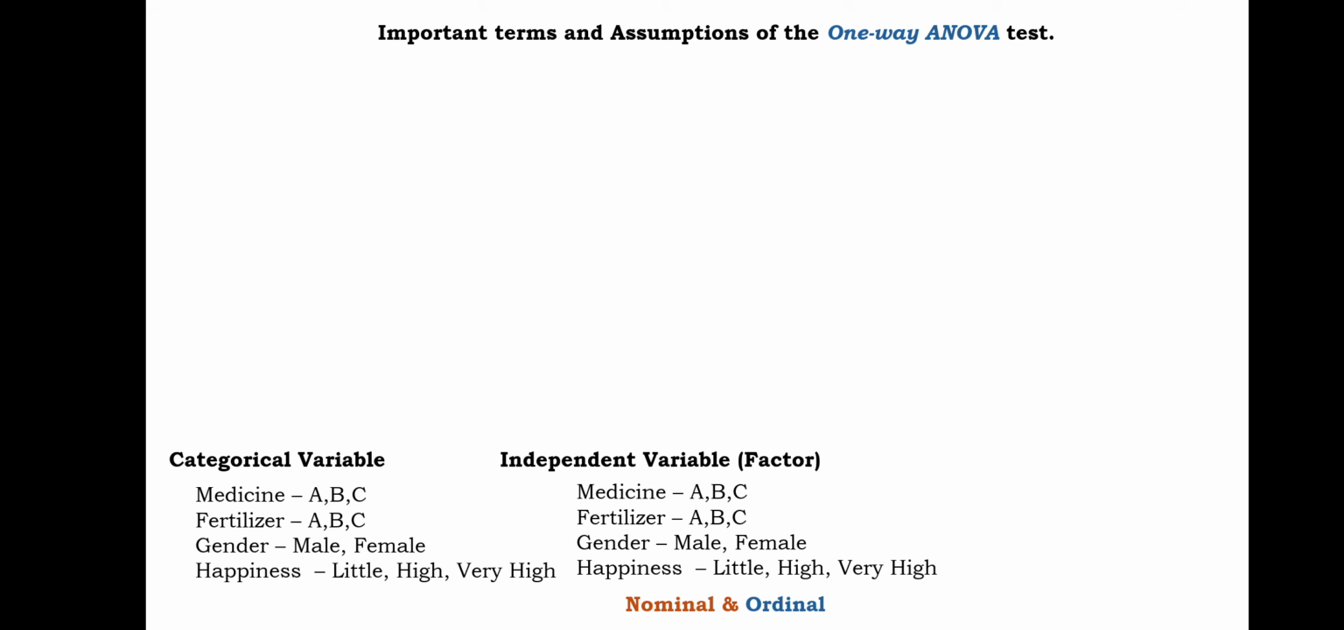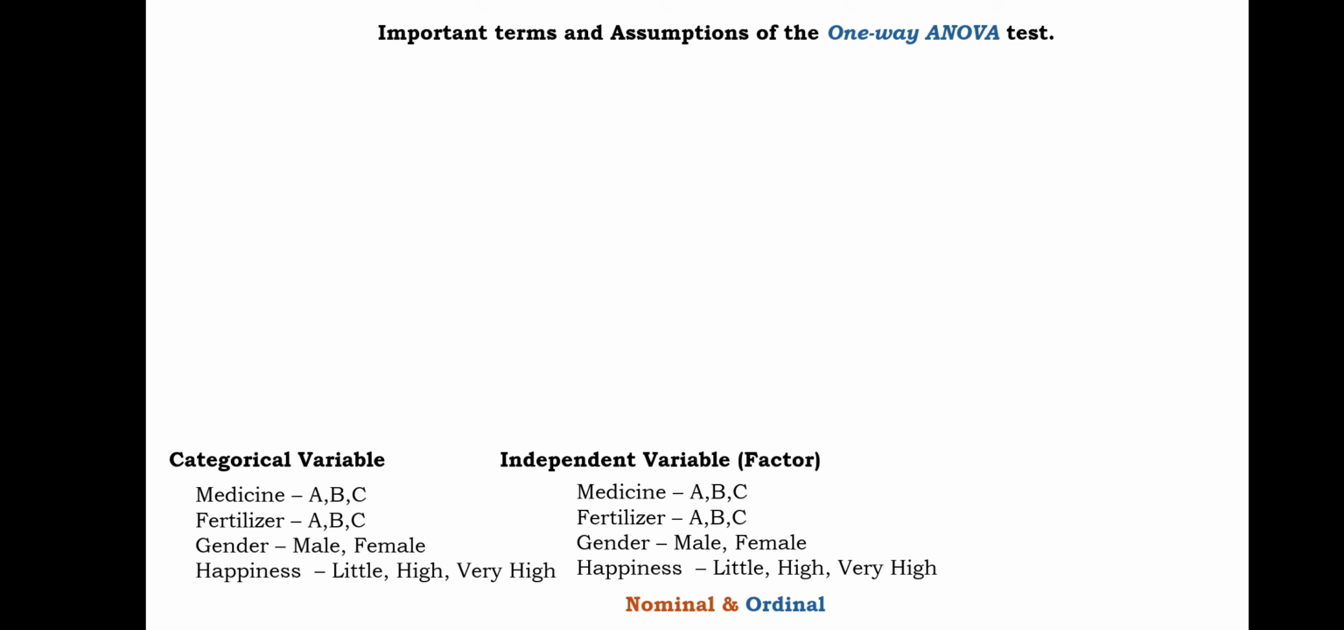Now let's talk about the independent variable. As we know, if we change anything in the medicine A, B, and C, it can have an effect on a disease. It can affect a problem of the body. If we talk about fertilizers, they can have an effect on the growth of a plant. But gender and happiness can also have an effect on something.